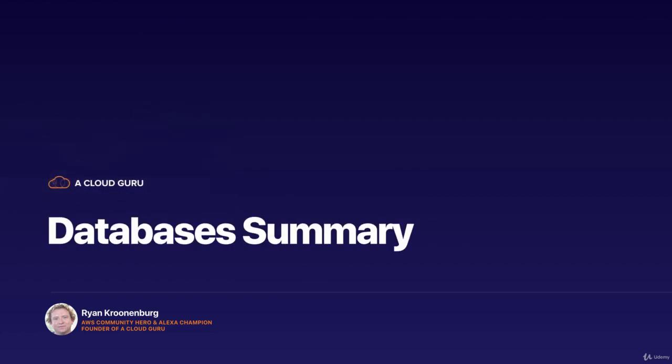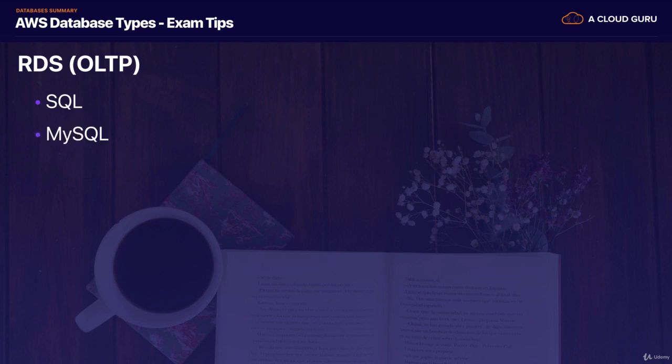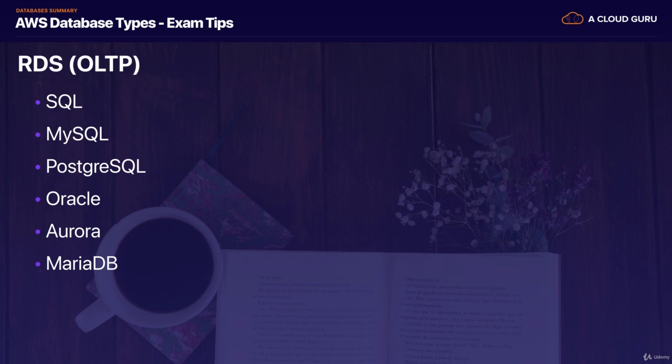Congratulations, you're at the end of the databases section of the course. In this lecture, we're just going to summarize everything we've learnt about our databases. So we learned about RDS. This is used for online transaction processing. Comes in 6 different flavors. We've got SQL Server, MySQL, PostgreSQL, Oracle, Aurora, and MariaDB.